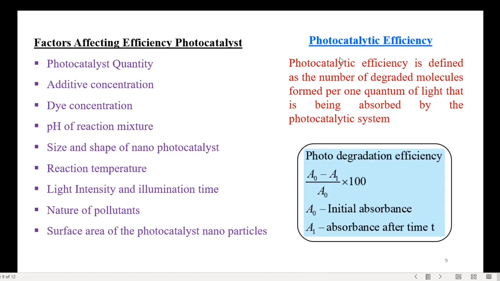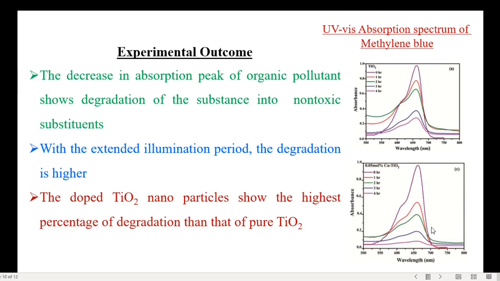Next one is photocatalytic efficiency. The photocatalytic efficiency is defined as the number of degraded molecules formed per one quantum of light that is absorbed by the photocatalytic system. The formula for photodegradation efficiency is given as (A0 minus A1) divided by A0, times 100. A0 is the initial absorbance. A1 is the absorbance after time t.